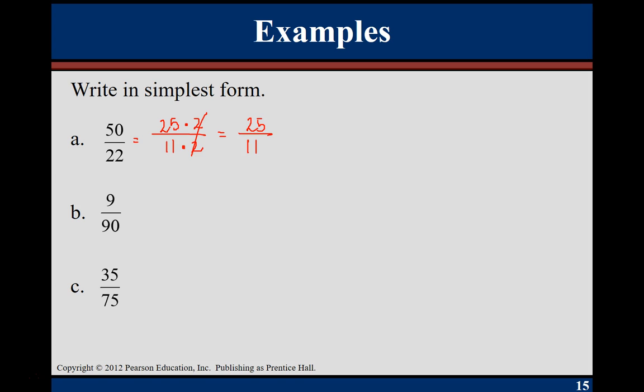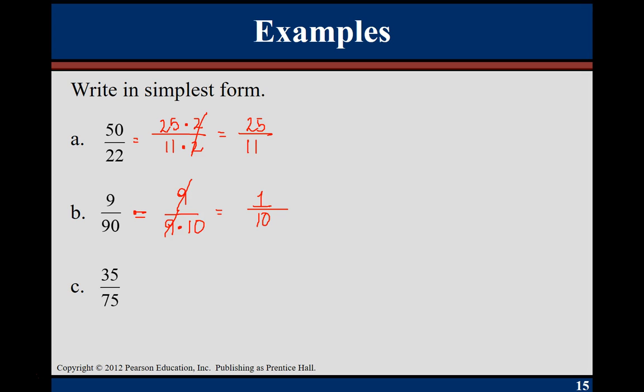For 9 over 90, I could use the 3's, but I know that 9 times 10 is 90, so I can leave the 9 up here and have those divide out. When there's nothing left in a numerator or denominator, there's an invisible 1. So this would be 1/10.